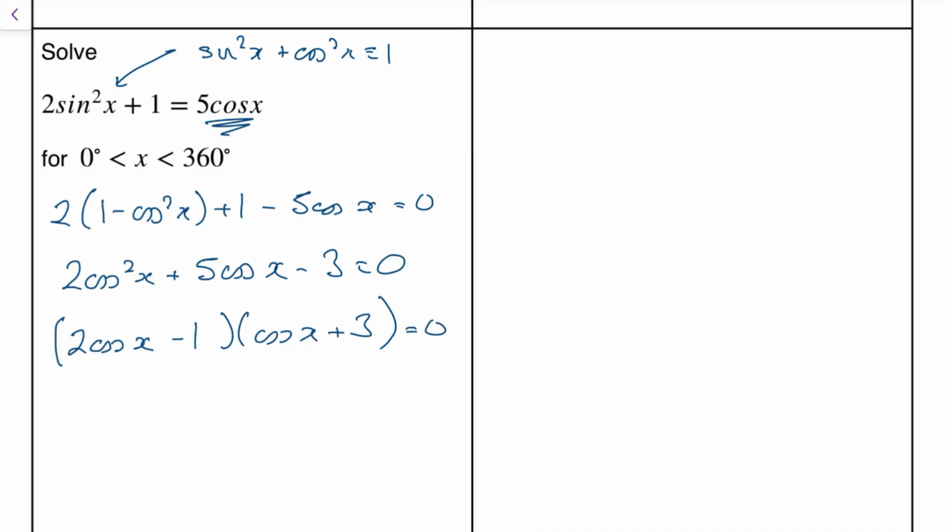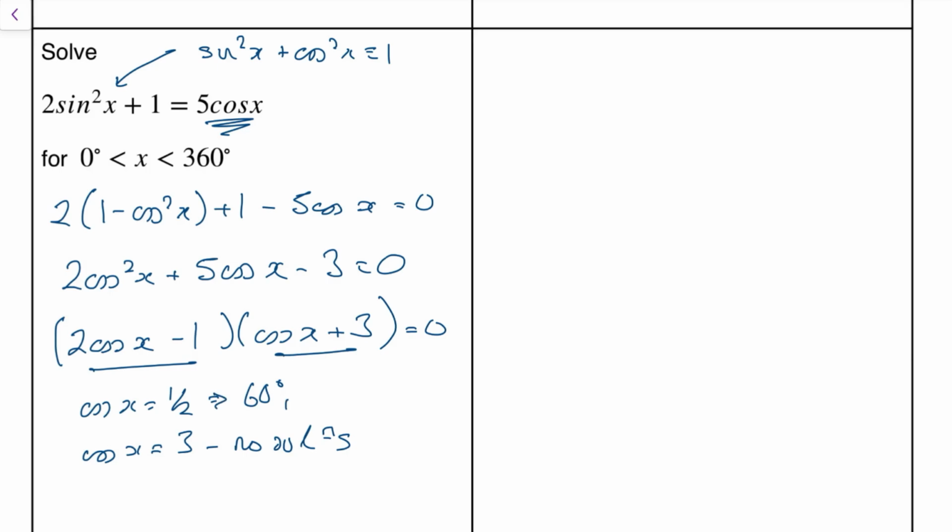Now, that equals 0, which means that cos x is equal to a half, or cos x is equal to minus 3. Get in the habit, even if the question doesn't need it, of saying no solutions. You've explained why it hasn't worked. Which means cos x equals a half. Well, that means I know my exact value, so therefore x is equal to 60, or, well, it's 360 minus 60, so it's going to be 300 degrees.